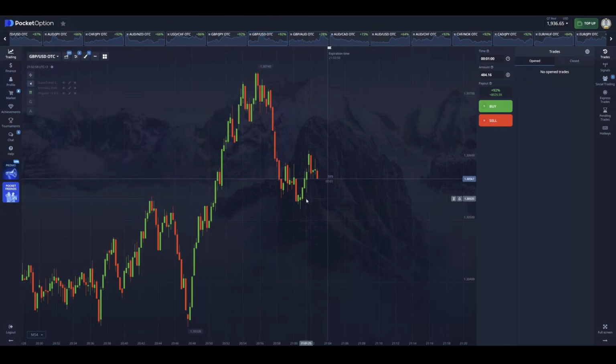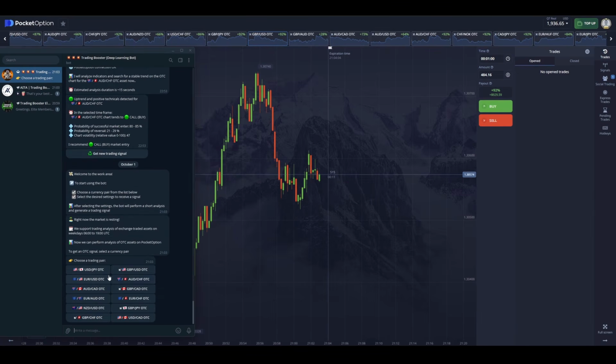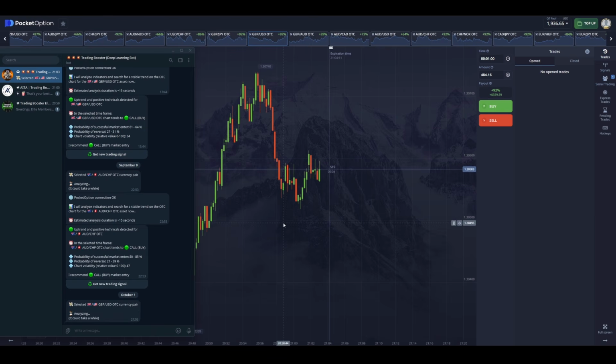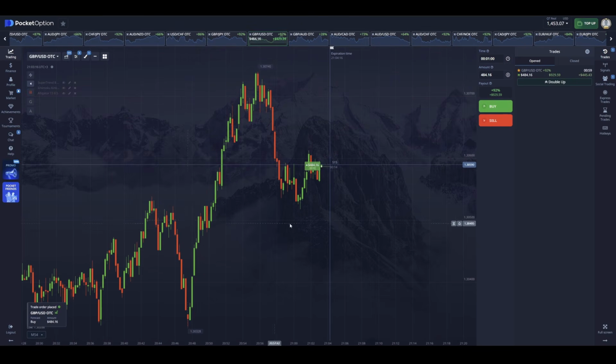For the next currency pair, I'm choosing the British pound to US dollar. I'm switching to BoosterBot, selecting this currency pair. Where is it? I don't see it. Here's the currency pair, and the trade duration is also 1 minute. So, I get a buy signal and open a buy trade right from here.